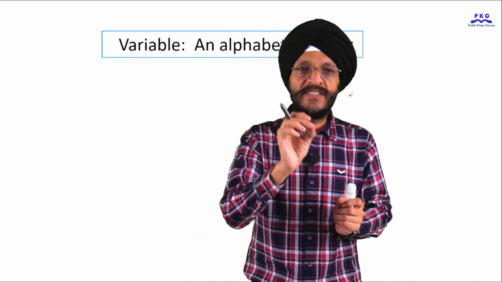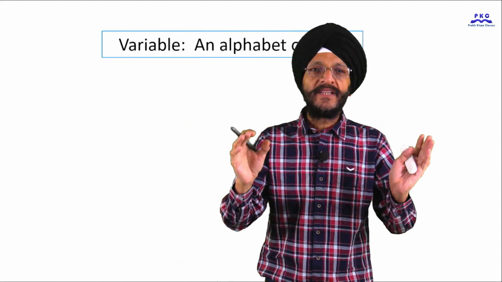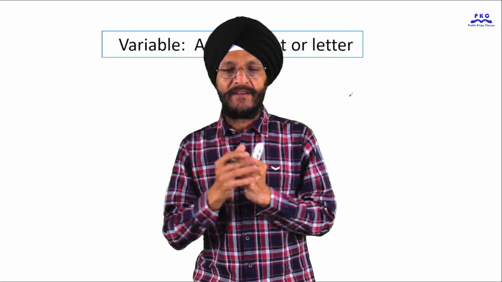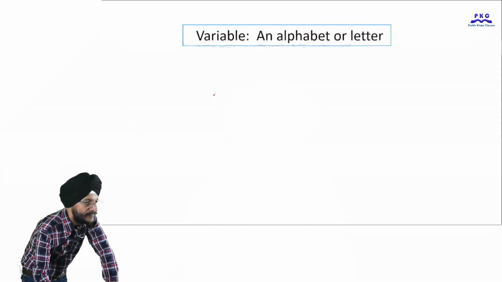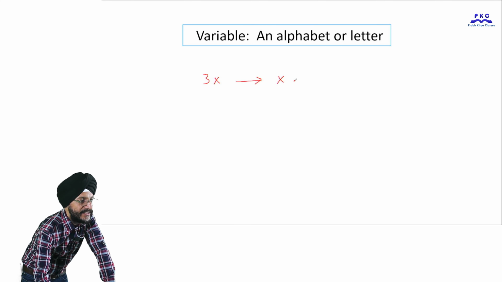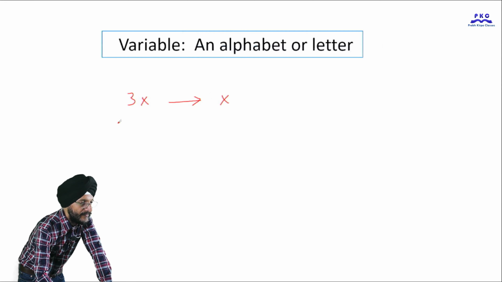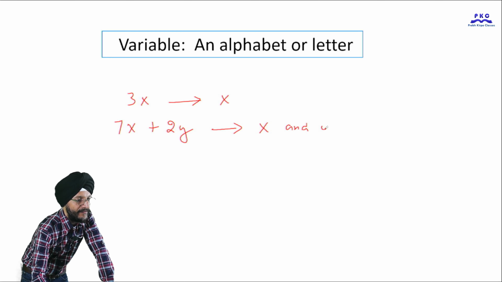Now we will first understand the meaning of variable. What is the meaning of variable? Variable means an alphabet or a letter. Alphabet means A, B, C or X, Y, Z. So if we write 3x, here x is a variable. If we write 7x plus 2y, here x and y are variables.